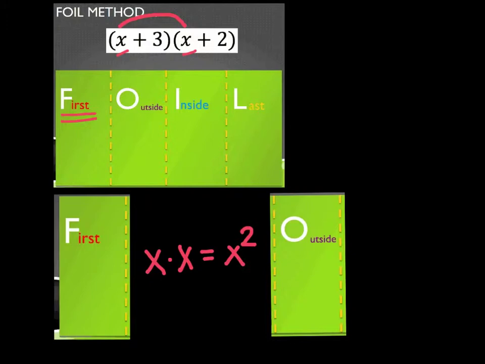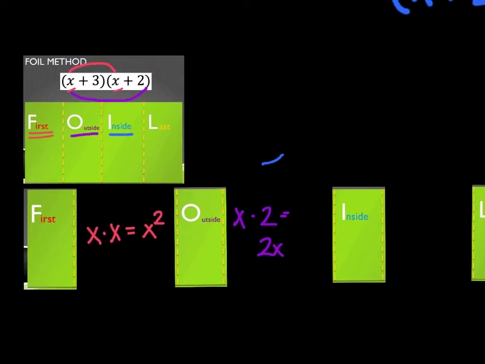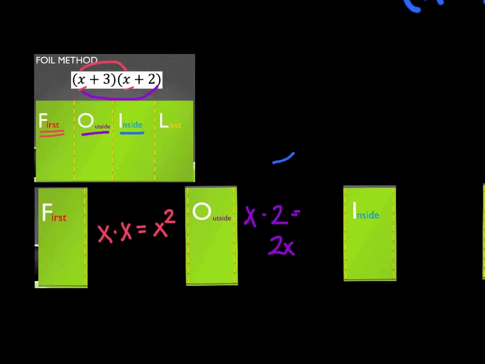After that, let's pay attention to our outside terms. We have outside terms, x and 2. Those are our two outside terms. So we can say x times 2, and an easier way to say that is 2x. Next, we're going to go for our inside terms. Our inside terms are essentially this 3 and the x, 3 times x, which is equal to 3x.